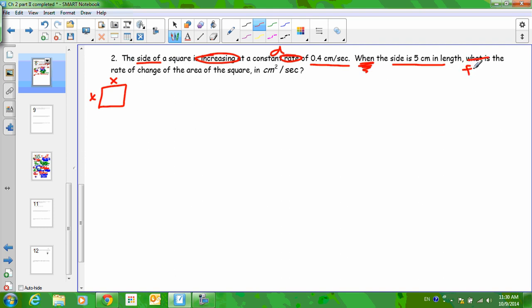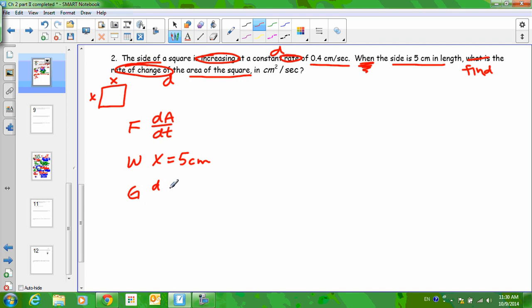What to me, they're basically saying find the rate of change. Again, those are derivative words. The area of the square. So what we're trying to find here is dA over dt, the rate at which the area is changing. Okay, they said the side we called x. You could use any letter you wanted here, by the way. Given, the side is increasing. That's a rate, so in this case dx over dt equals 0.4 centimeters per second.